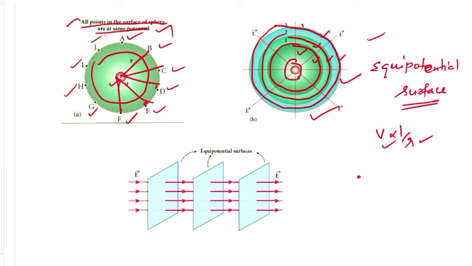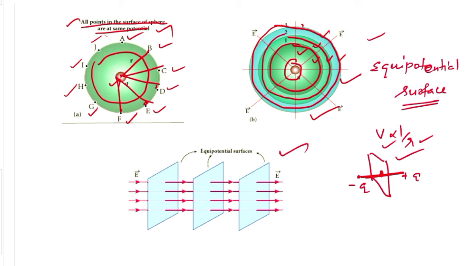Whereas for a dipole, in a 1-mark question they will ask how many equipotential surfaces a dipole has. Only one surface will be there. That will pass through the midpoint of the dipole. So only one equipotential surface for a dipole.